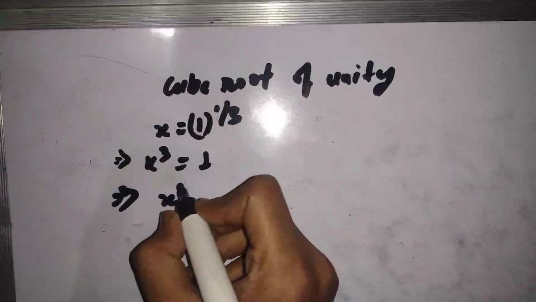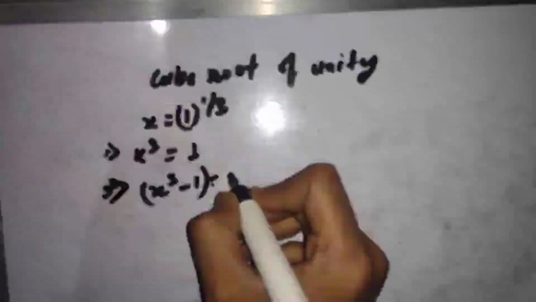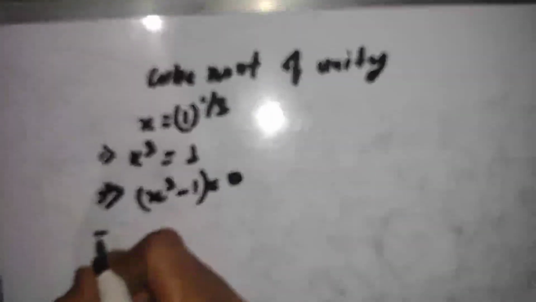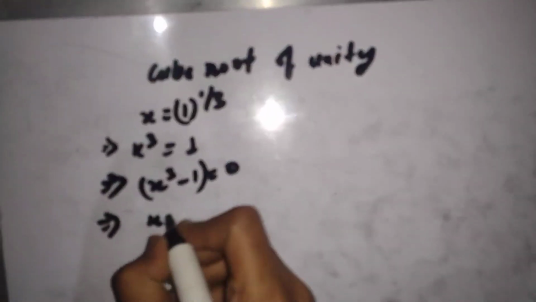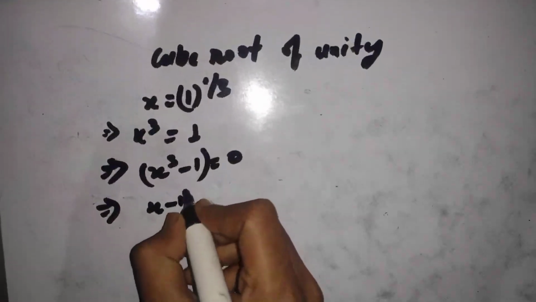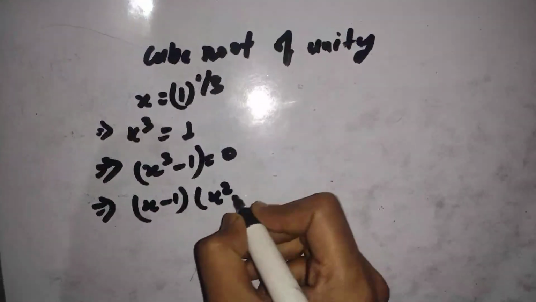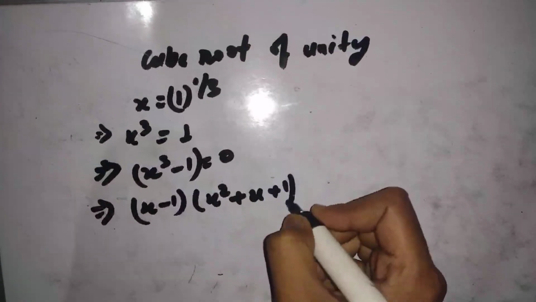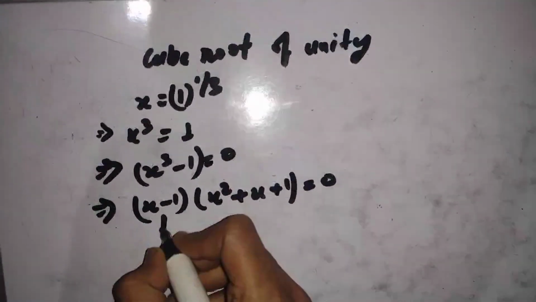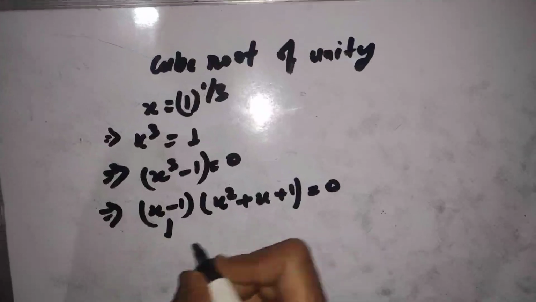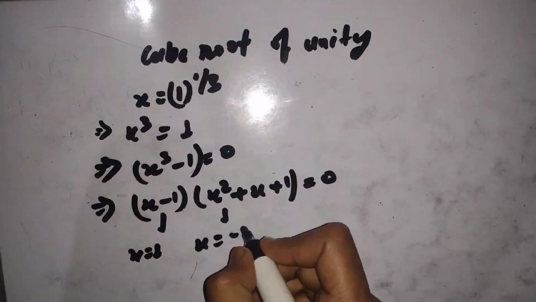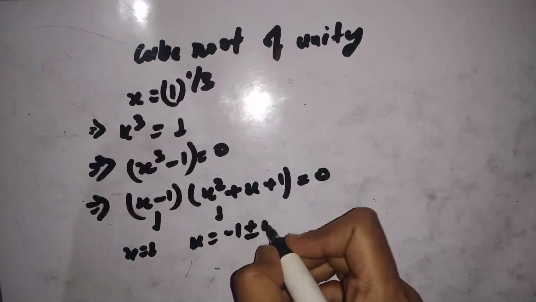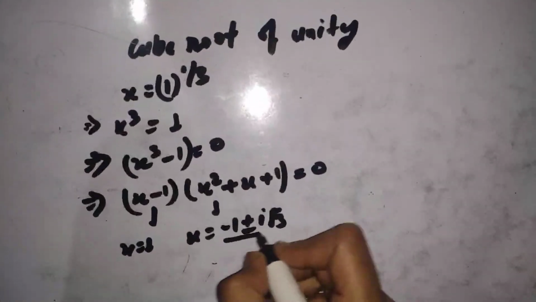So of course there are many solutions, and we can actually find them by simple algebraic operations. I will break this in the form of a cube minus b cube. So this is x minus 1, times x square plus x plus 1 equals 0. So either this is 0 or this is 0 or both are 0. So this will give us x equals 1, and this will give us x equals minus 1 plus minus iota root 3 by 2.